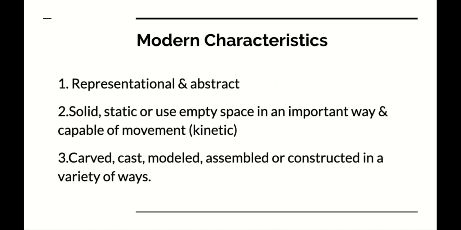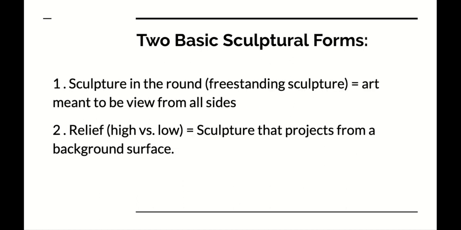Whereas the more modern characteristics of sculpture: sculpture can be representational and abstract. And it can also be solid, static, or use empty space in an important way and capable of movement, or kinetic. And we'll talk more about some of those examples in a bit. And it's also carved, cast, modeled, assembled, or constructed in a variety of ways. So after today's presentation, you'll see more of the modern take on sculpture and hopefully get a better understanding of the variety that we can get when we are creating sculptures.